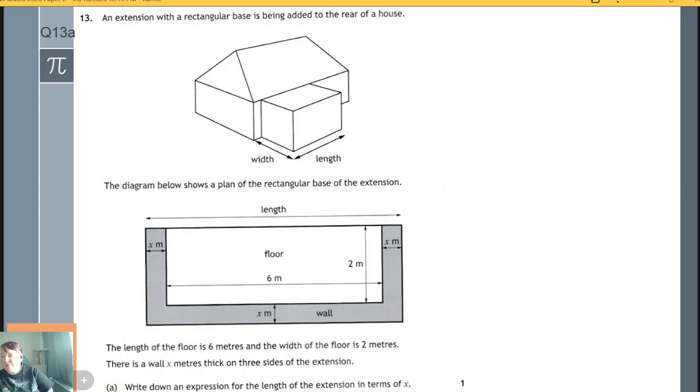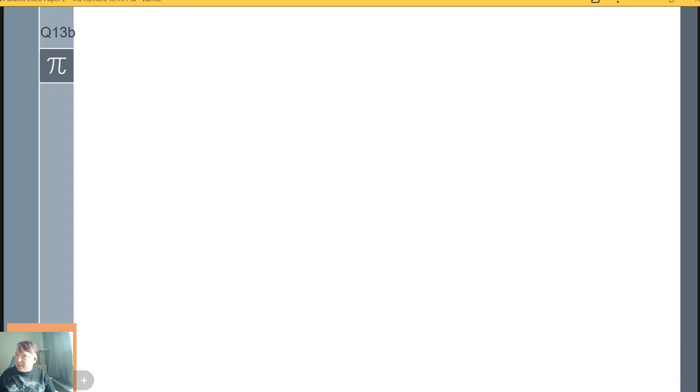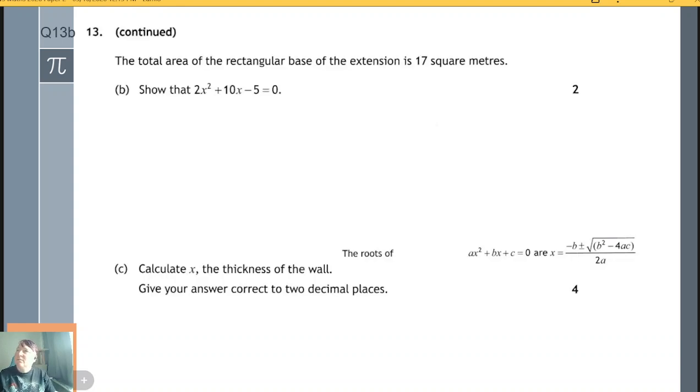Write down an expression for the length of the extension in terms of X. So it's the length we're looking for. We know that the interior floor is 6. And we know that we have got an x on each side, so we have got 2x plus 6. That's it. Okay, now we're going to need that on the next page. 2x plus 6.